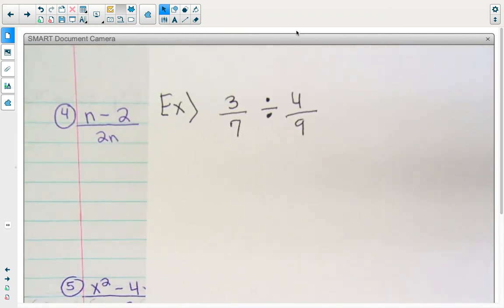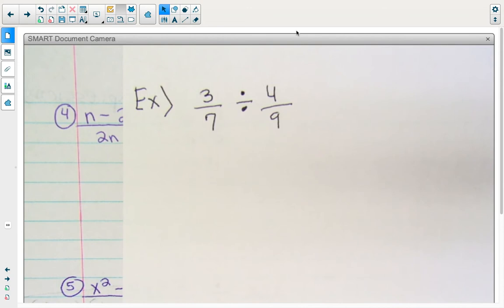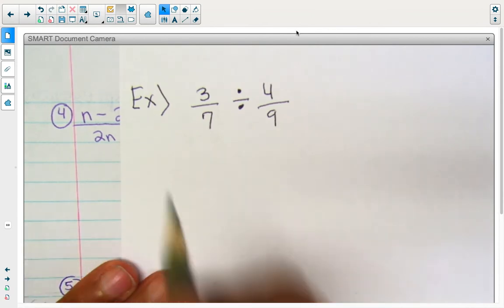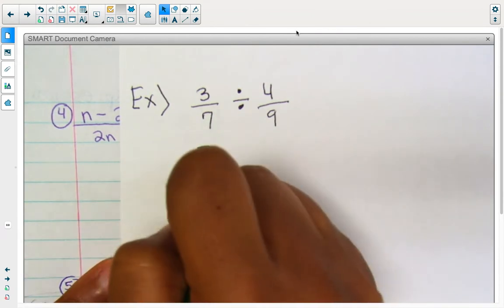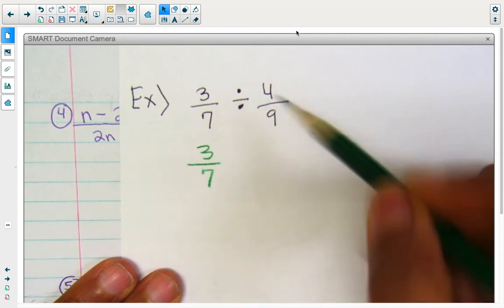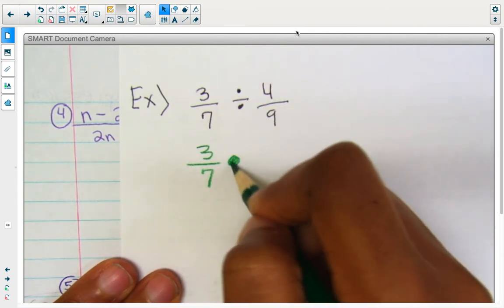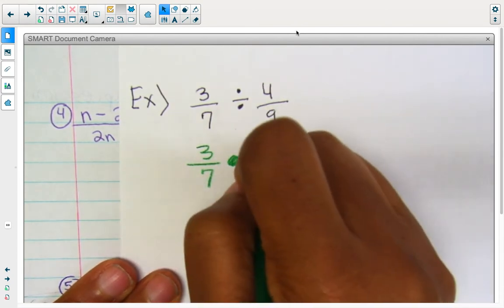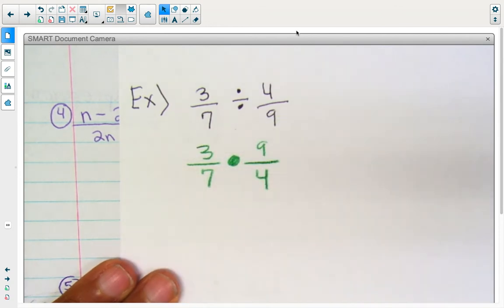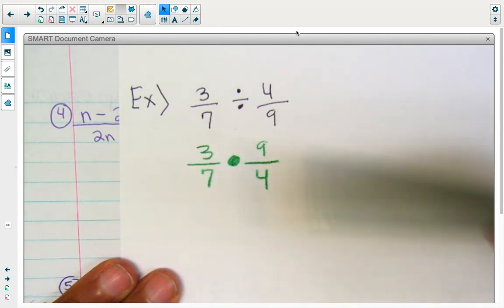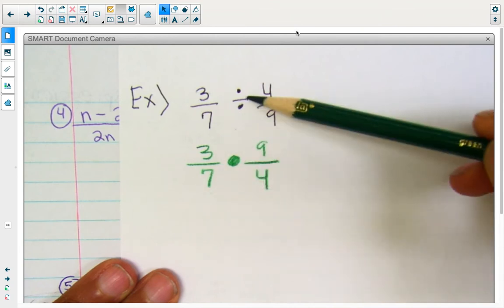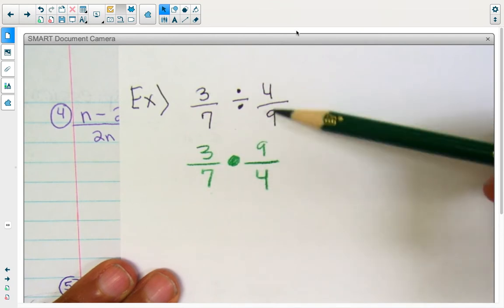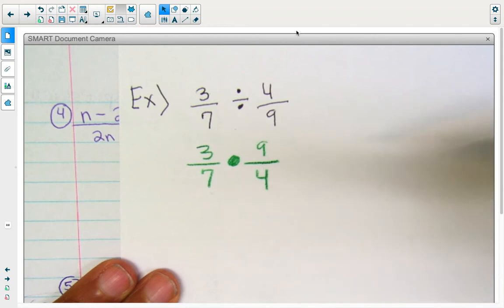We're going to do 3/7 divided by 4/9. When you divide, you do keep, change, flip. So I'm going to keep the first fraction, change my division to multiplication, and then flip this. So I did keep, change, flip. Keep the first fraction, change division to multiplication, and then take the reciprocal, aka flip it, the second one.